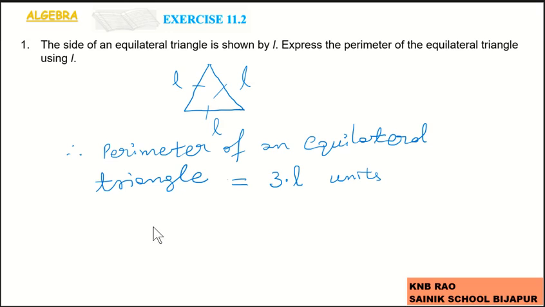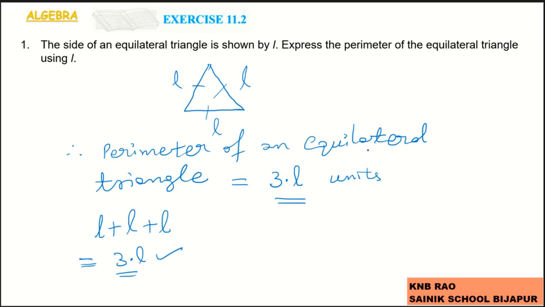Children, you know how it has come? It is because when we add L 3 times, perimeter is nothing but the total length of the boundary. So that means L added to itself 3 times, nothing but L plus L plus L, that is 3 times L. That's how this 3L has come.